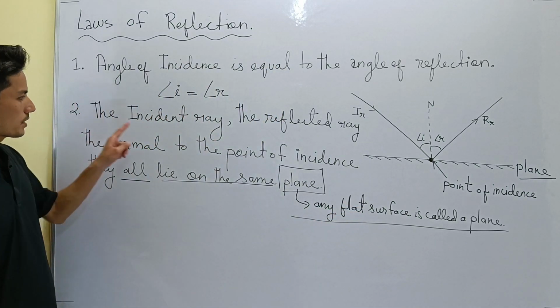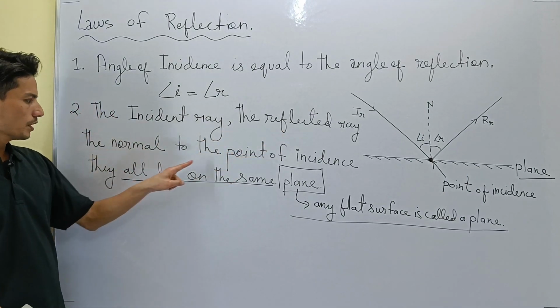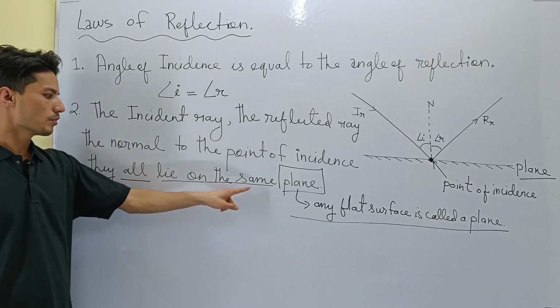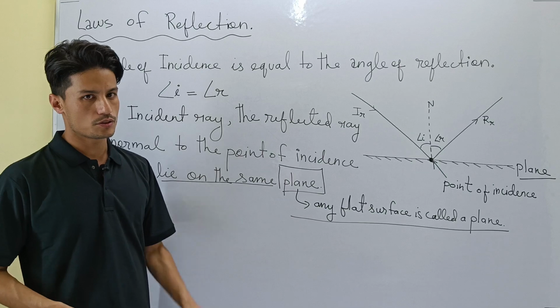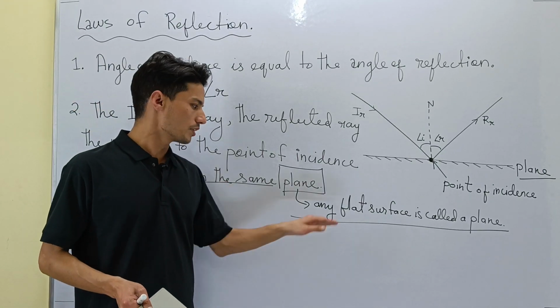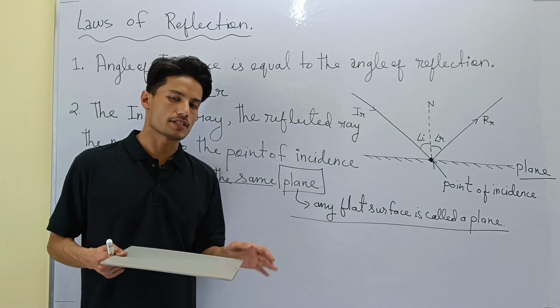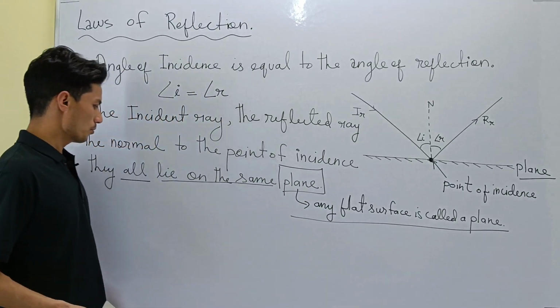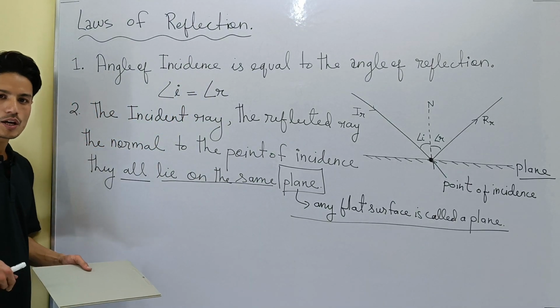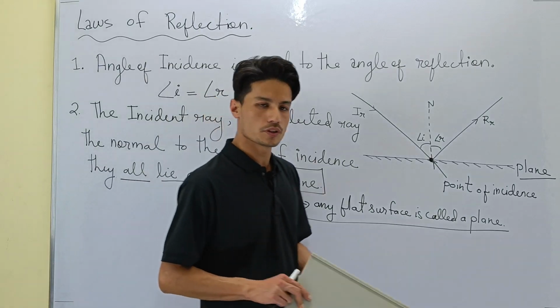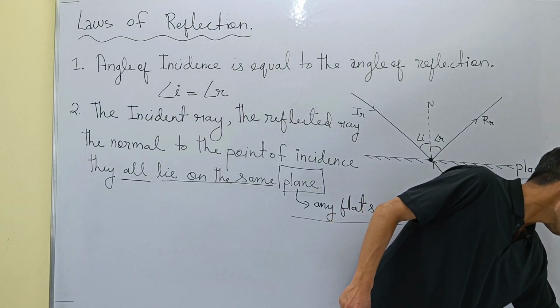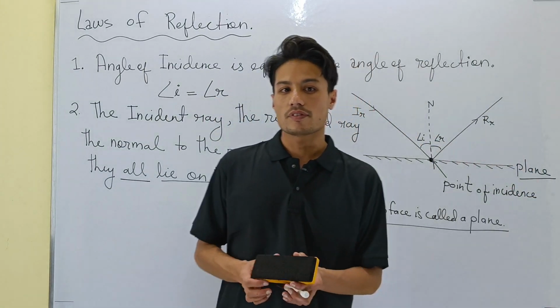All right, so the incident ray, the reflected ray, the normal to the point of incidence, they all lie on the same plane. So the most important thing for you to understand was what is a plane. A plane is any flat surface. I hope it is clear. Now we move ahead, we continue with the discussion, and now we will discuss the types of mirror.